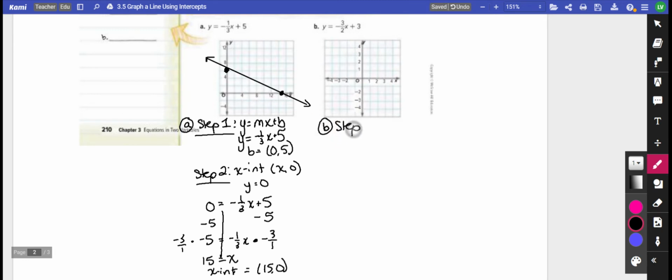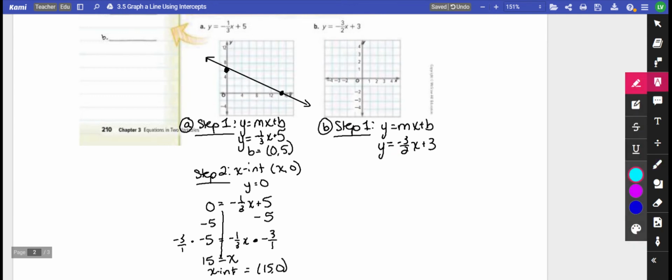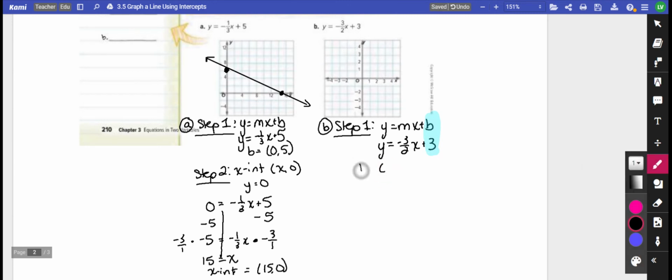Step 1 is to identify the y-intercept. Y equals mx plus b. So y equals negative 3 halves x plus 3. So if I want to focus on my b value, the b value is going to be 3. So that is the ordered pair of 0, 3.